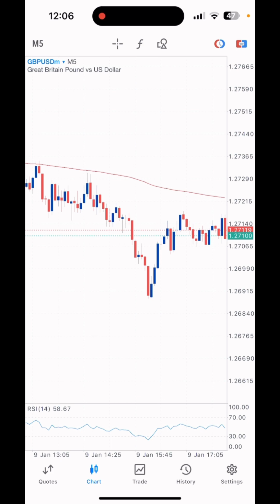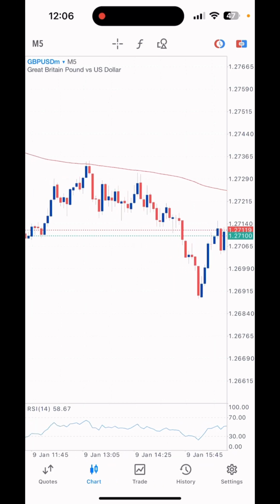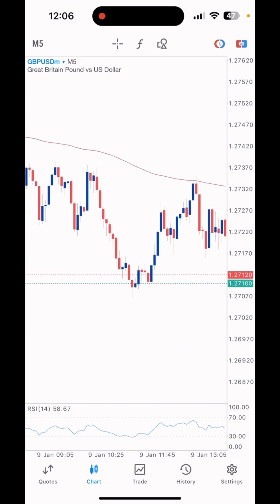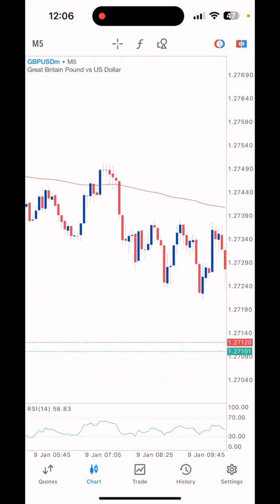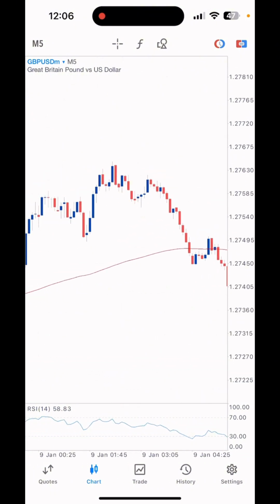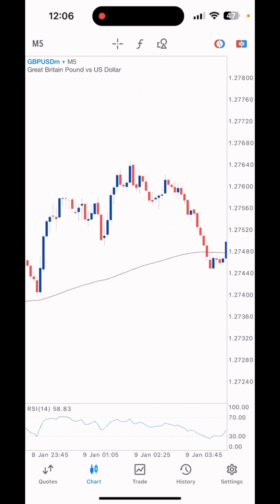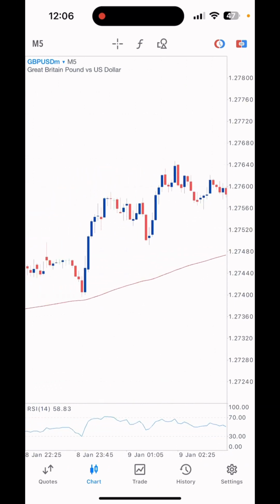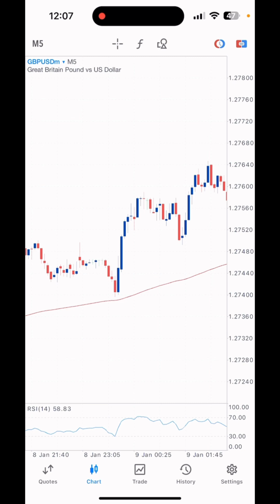So right now we are not going to look for the RSI whenever the moving average is above the candlestick. We are going to look for RSI whenever it touches 70. So let's see. It doesn't happen often. As you can see right now, the moving average has changed. It's now below the candle. Now this explains it better.